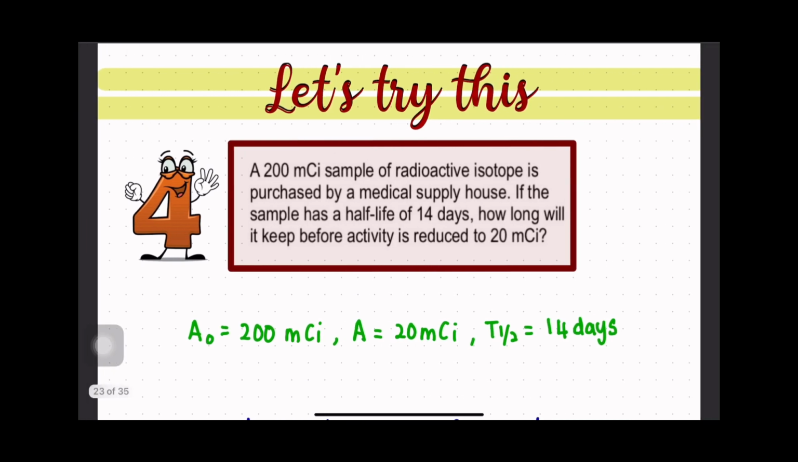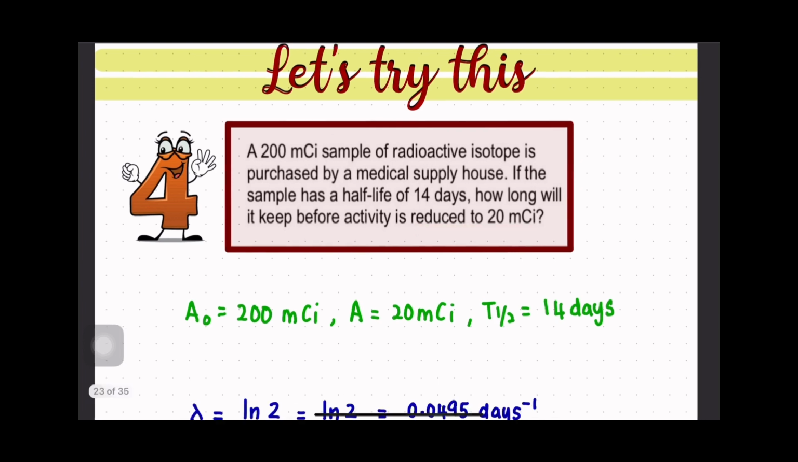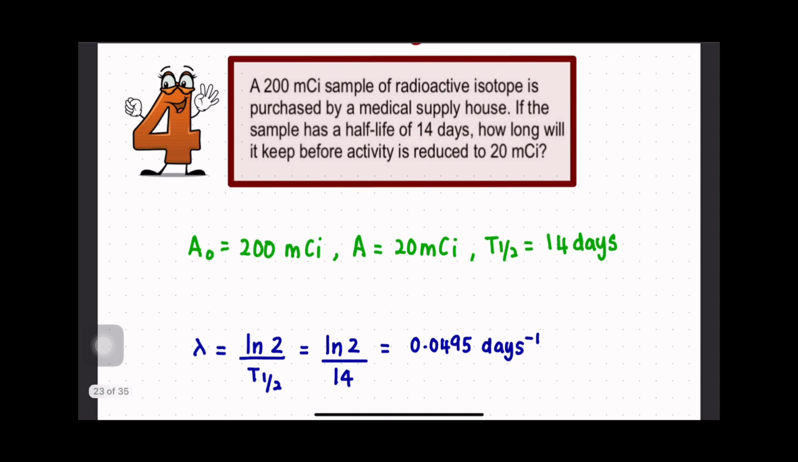Okay, next example, we have a 200 millicurie sample of radioactive isotope purchased by the medical supply house. If the sample has a half-life of 14 days, how long will it keep before activity is reduced to 20 millicurie? Reduced to 20 millicurie. So ni adalah activity, jadi kita akan guna formula activity lah. Okay, so pertama sekali kita akan cari dulu dia punya decay constant. Okay, so decay constant is ln 2 divided by T half-life, 14 days.